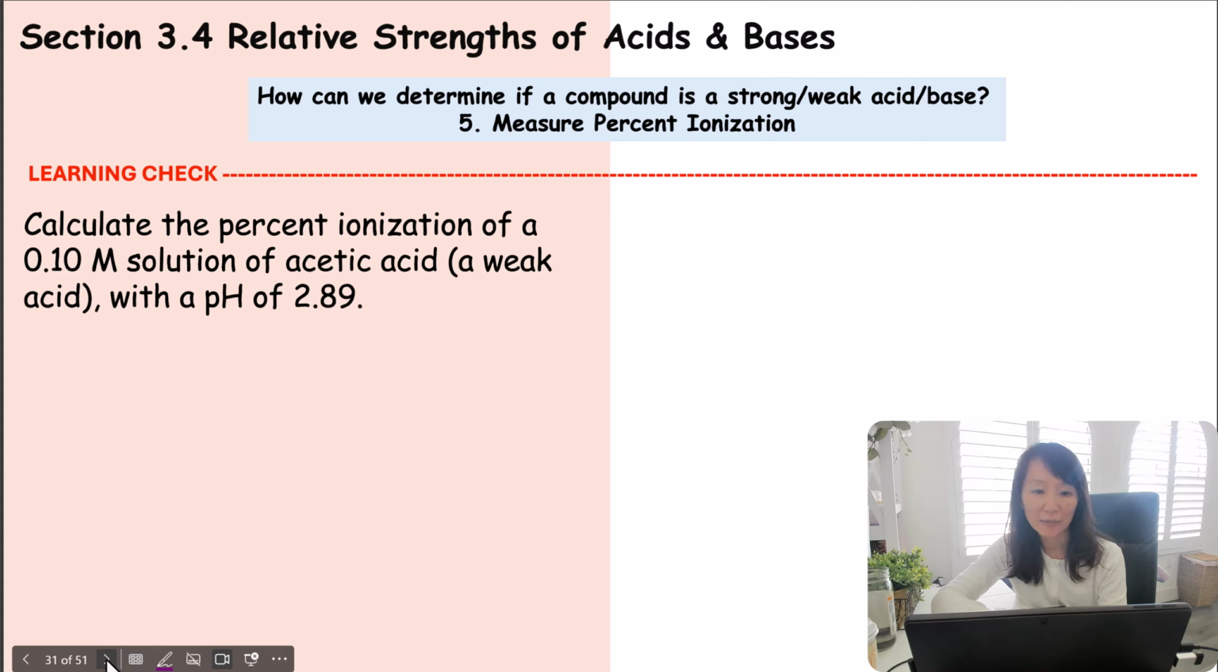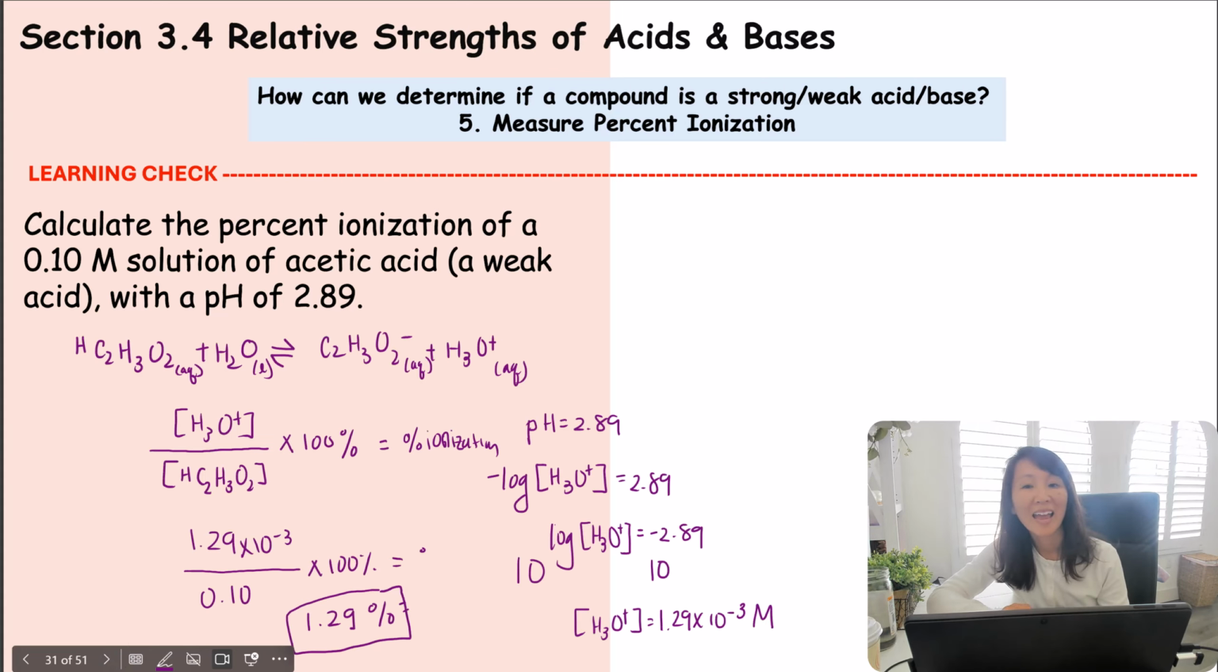Let's do a learning check. Try this particular learning check on your own and come back and check the key. And here is the key.